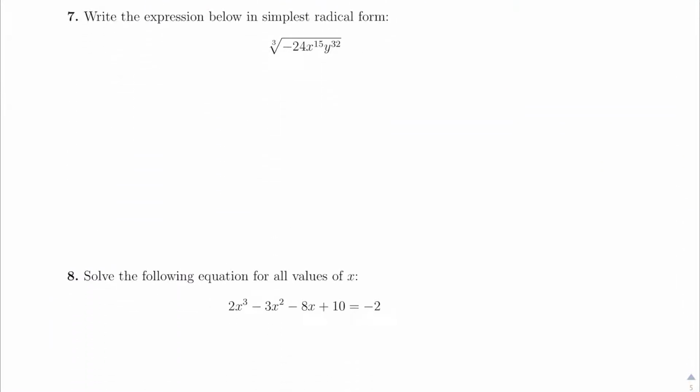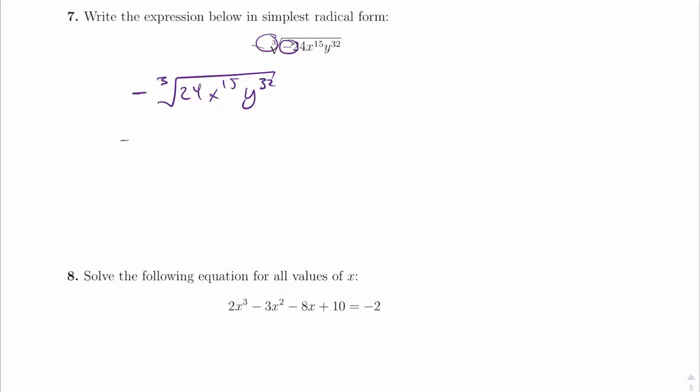Write the expression below in simplest radical form. So you've got the cube root of a negative. Because this is an odd number, we can find the cube root of a negative, and it's just going to make the whole answer negative. So step 1 for me is realizing that the whole thing will be negative. So now we're done with the negative sign.